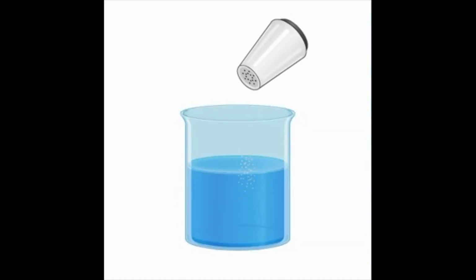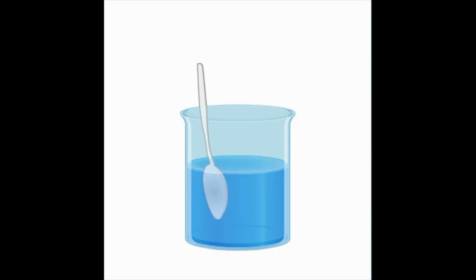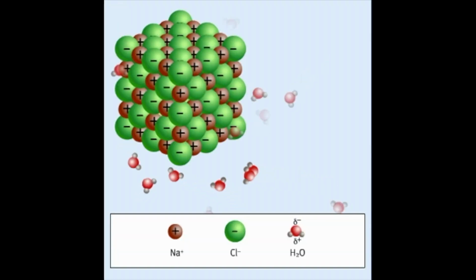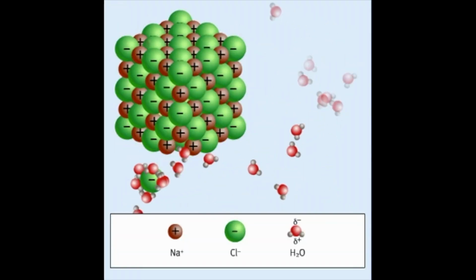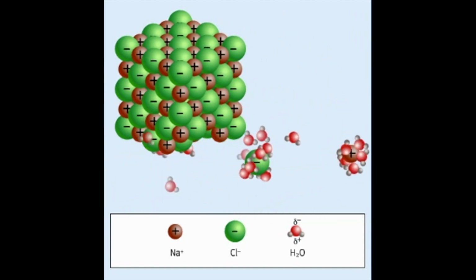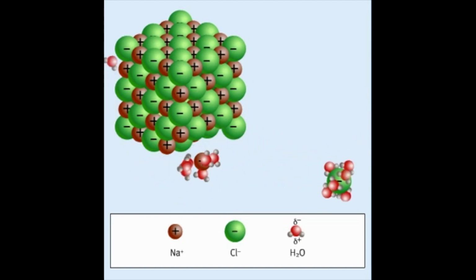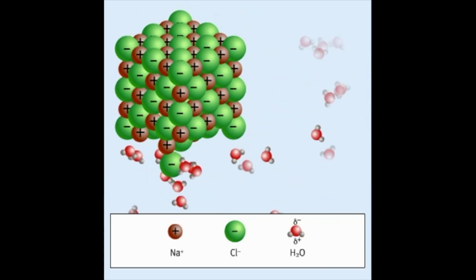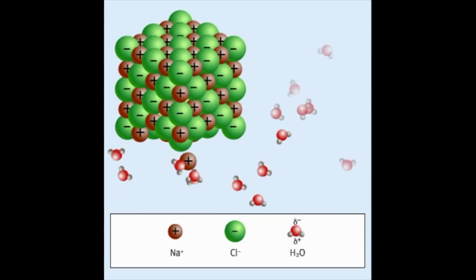Let's add a small amount of table salt, sodium chloride, to water. As you know, sodium chloride dissolves in water. Click on the Zoom button to view sodium chloride dissolving in water on a microscopic scale. Polar water molecules interact with the positive and negative ions of a salt. The positive ends of the water molecules are attracted to the negative chloride ions. The negative ends of the water molecules are attracted to the positive sodium ions. This interaction between water and the salt ions causes a salt to break apart or dissolve in water.